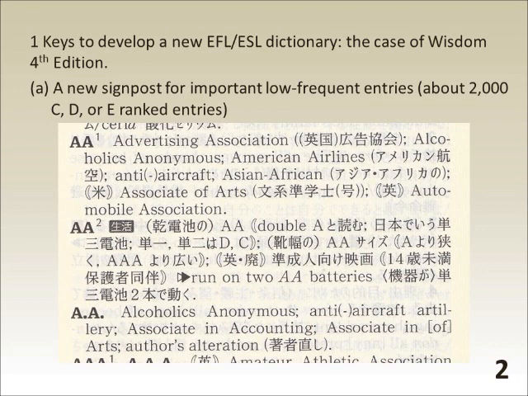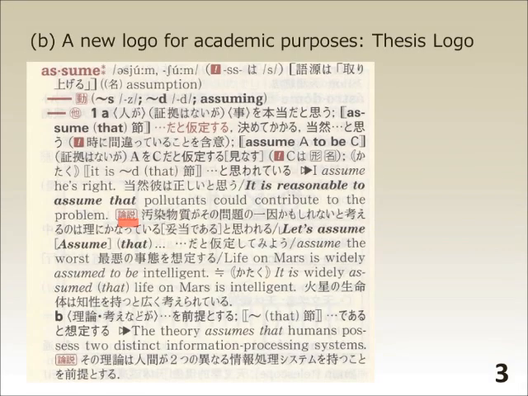In Wisdom 4th edition, we developed two different new signposts for dictionary users so that they can quickly look at the entries or examples educationally important to them. One example is what we call the daily life signpost, as you can see in the example on slide number 2, and the other is called the thesis signpost or academic logo on slide number 3, to highlight useful words or expressions for academic writing and reading. Along with the introduction of these new logos, we added quite a few new example sentences to make the 4th edition more competitive.